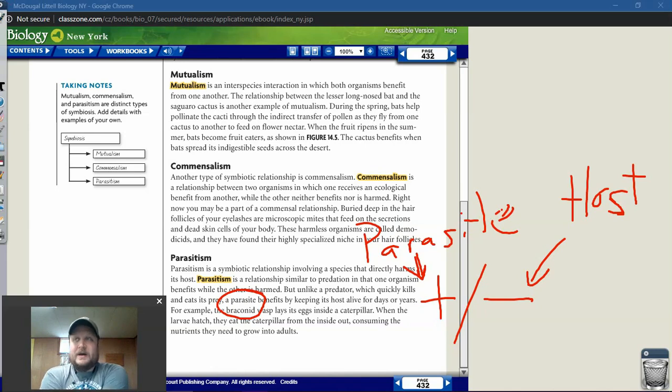We could talk about, God, I could talk about this forever. Athlete's foot, that's a fungus. It's living on your foot and it's eating away your skin. It's good for the fungus, bad for you.